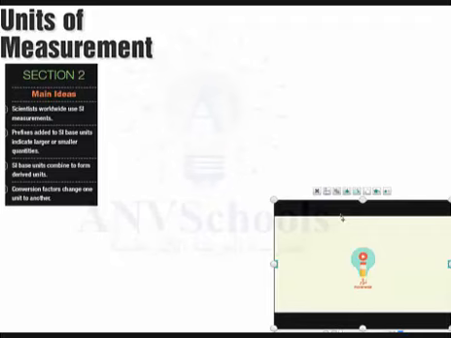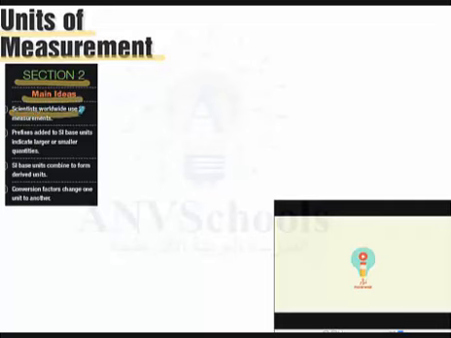Hello, welcome to this session. This is chapter 2, units of measurement. We are now on section number 2, and we will look at the main ideas here before we proceed. The first one is that scientists worldwide use SI measurement. So we will be looking at what SI measurements are and how they came about.